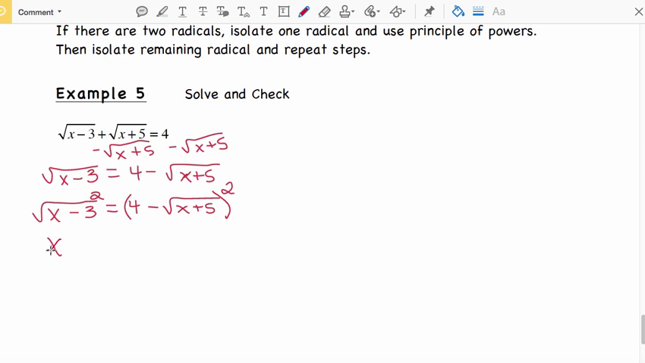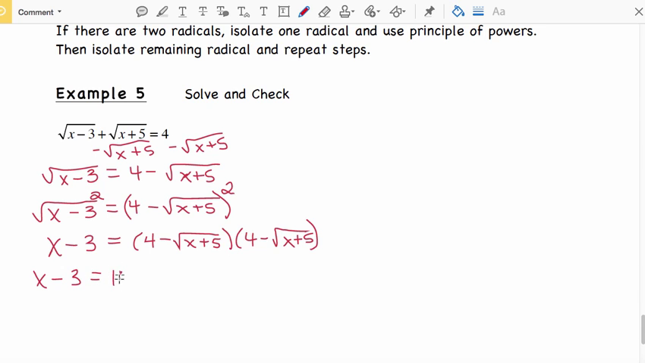And on the left side, x minus 3 is going to drop down, and on the right side you need to expand out that notation, that exponent, so that 4 minus root x plus 5 is written twice, and you are going to have to FOIL this out. On the left side, I'm just going to bring down my x minus 3 once again, and on the right side, we're going to go ahead and FOIL.